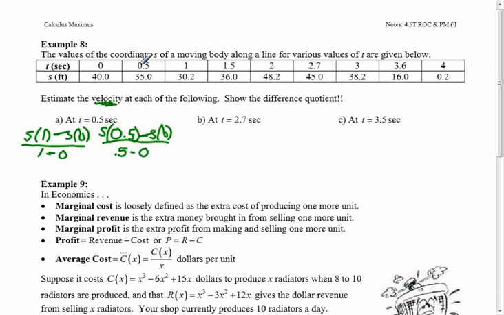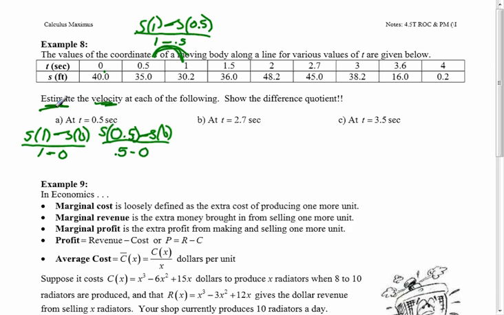So we could just look at the slope here. That would be a good estimate coming from that side. Or we could take a look between these two values: s of 1 minus s of 0.5 over 1 minus 0.5. Either of those would be a good estimate for right here.